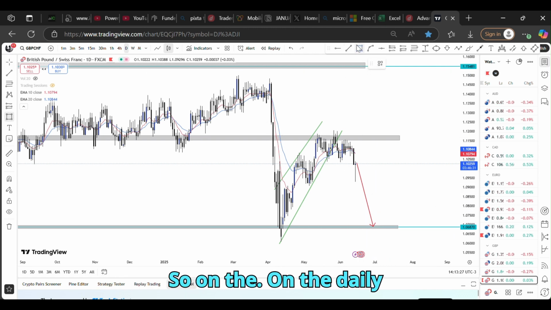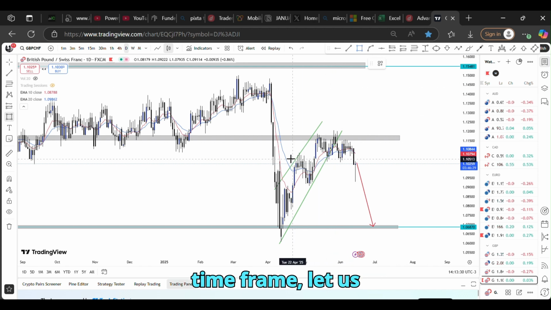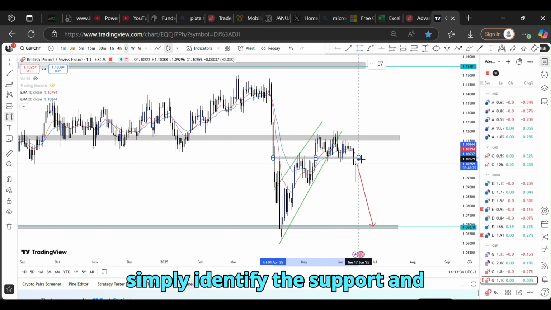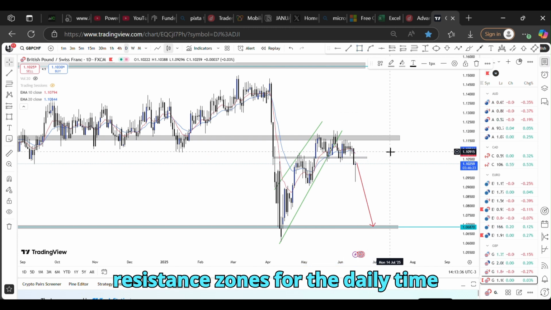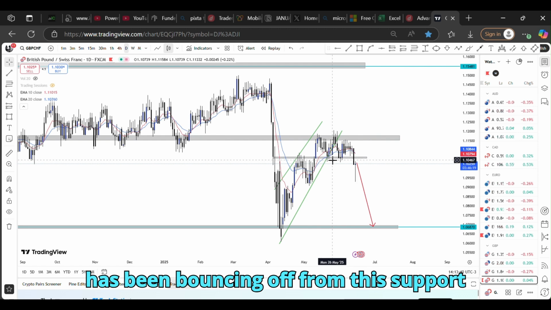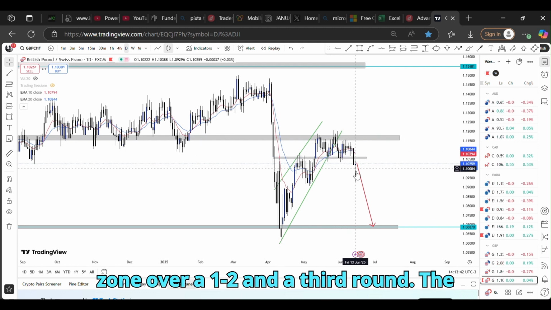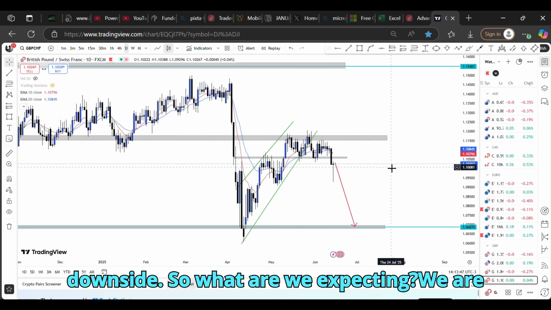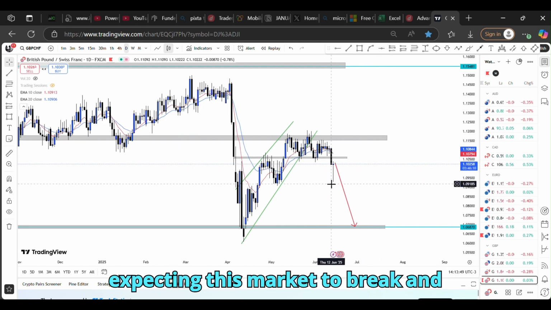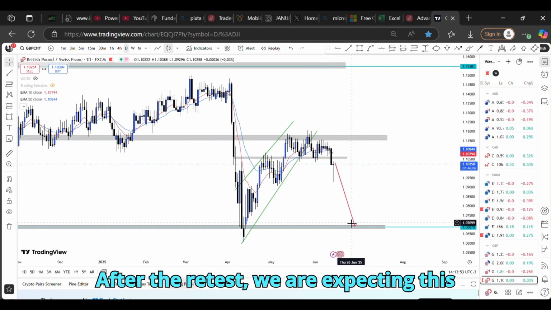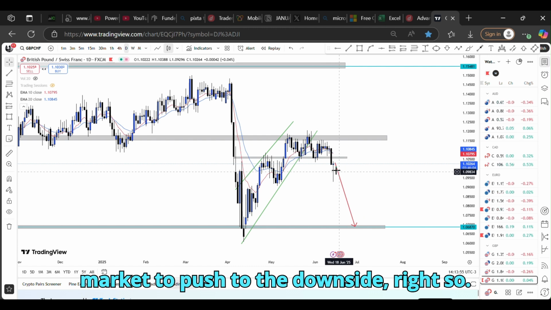So on the daily time frame, let us simply identify the support and resistance zones. You can see this market has been bouncing off this support zone over here, one, two, and the third round the market has finally broken to the downside. So what are we expecting? We're expecting this market to break and retest. So this is the retest phase. After the retest, we are expecting this market to push to the downside.